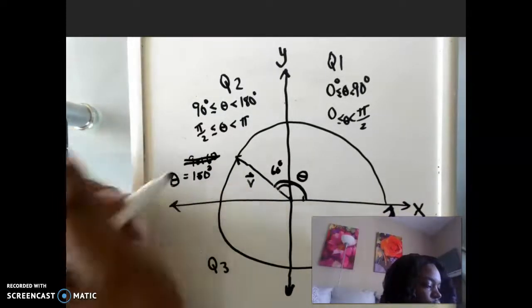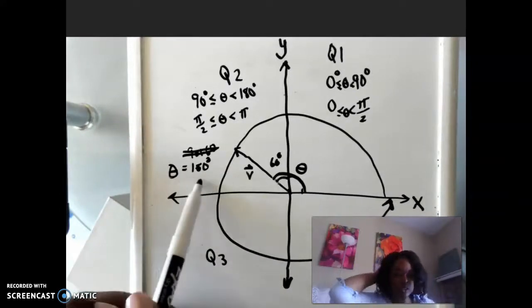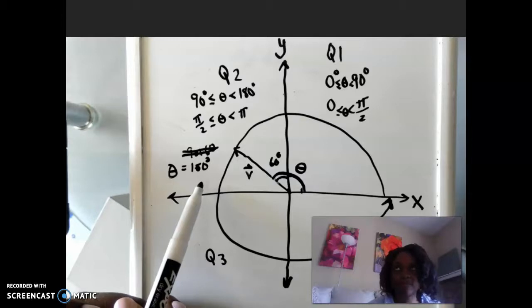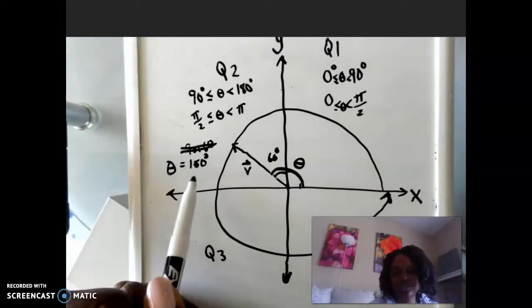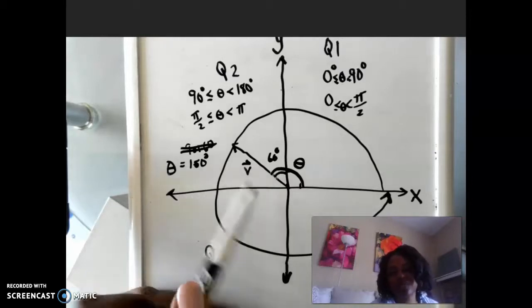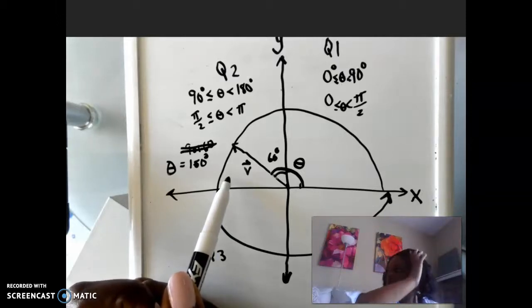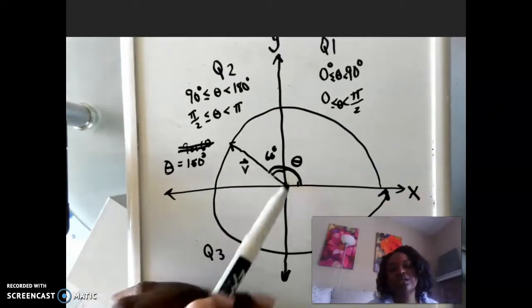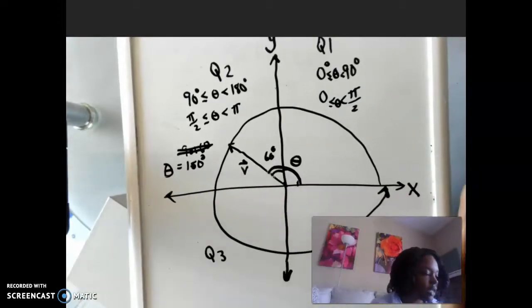So this 150 degrees is what I would use if I was trying to find the coordinates of the vector. If you're not given the coordinates, you would use this as your theta to find the coordinates of a given vector, okay? This is assuming they give you the magnitude. Then this will be the angle you use in order to find the components, okay?